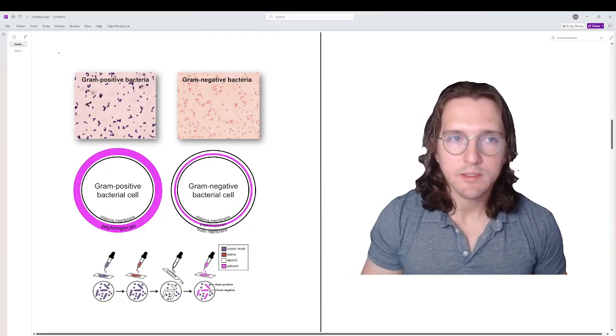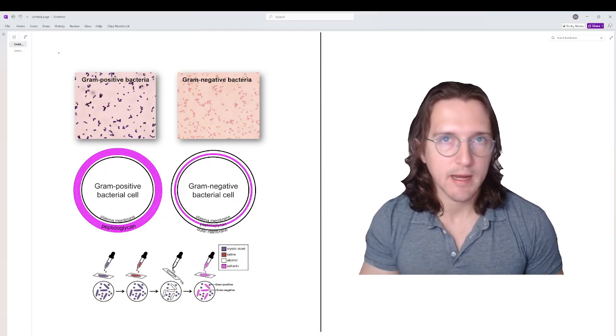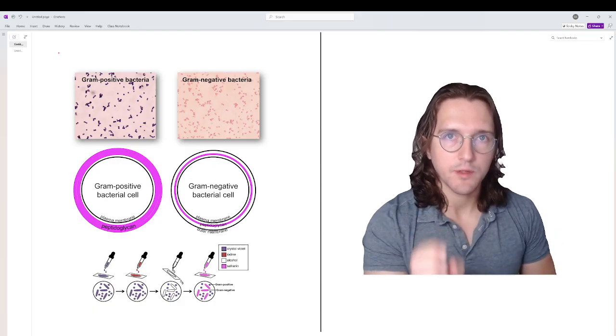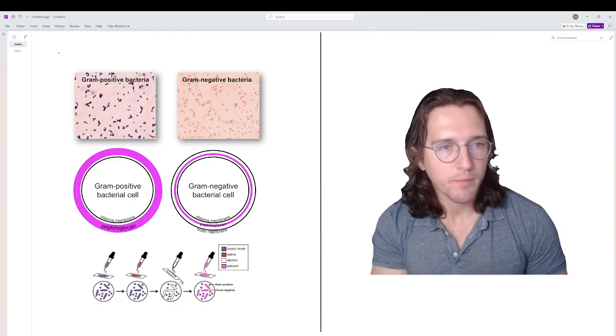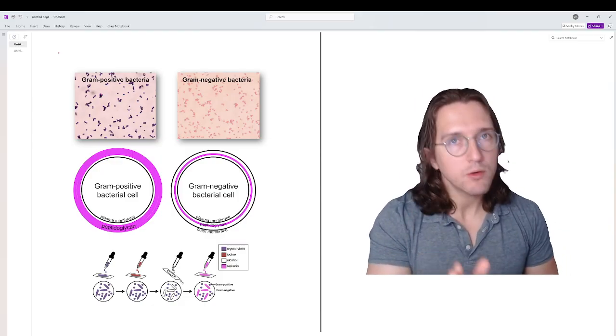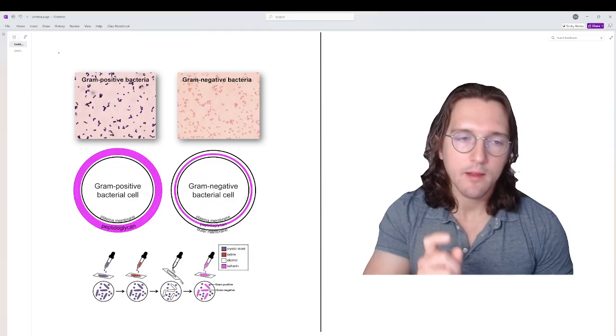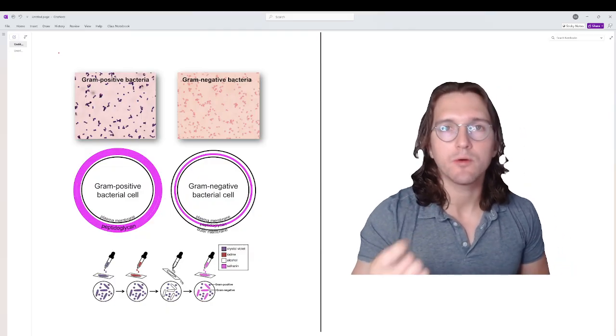In this video, we're going to be distinguishing gram-positive and gram-negative bacteria and talking about the main things you need to know for the MCAT. So first of all, when it comes to bacteria, remember that most of them, not all, but most have a cell wall. And that cell wall is actually referred to as the peptidoglycan layer.